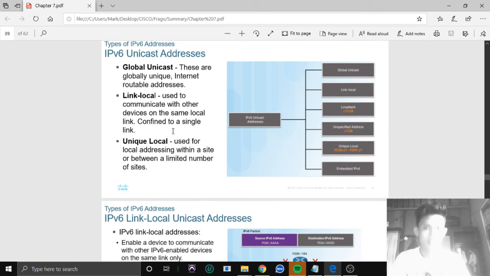For IPv6 unicast addresses, we have global unicast, link-local, and unique local. Global unicast addresses are globally unique, internet routable addresses. Link-local is used to communicate with other devices on the same local link, confined to a single link. Unique local is used for local addressing within a site or between a limited number of sites.